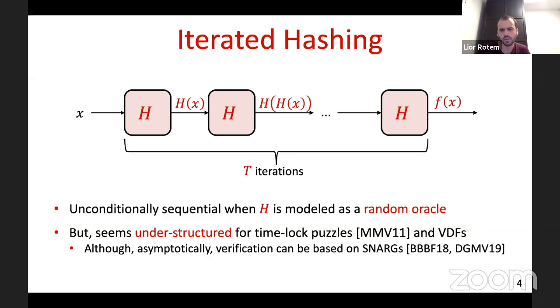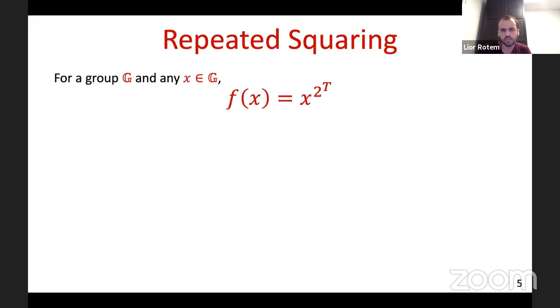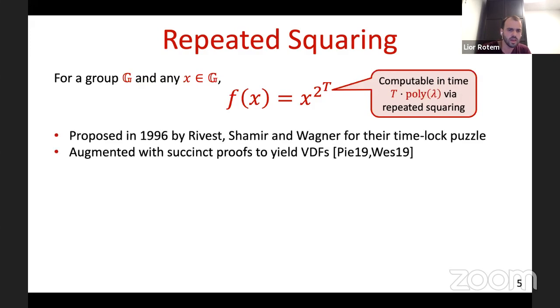So what we want is delay function candidates with more structure. And this is where the repeated squaring function comes into the picture. It is defined with respect to some group G. And given a group element X as input, the output of the function is X raised to the power of 2 to the T. Now, it's not hard to see that this is indeed computable in time T times poly lambda, where lambda is the security parameter, by T repeated squarings in the group. And indeed, this function has enough structure for time-lock puzzles and for VDFs. It was first proposed by Rivest, Shamir, and Wagner as the basis for their time-lock puzzle. And it was recently and elegantly augmented with succinct proofs in order to yield VDF candidates.